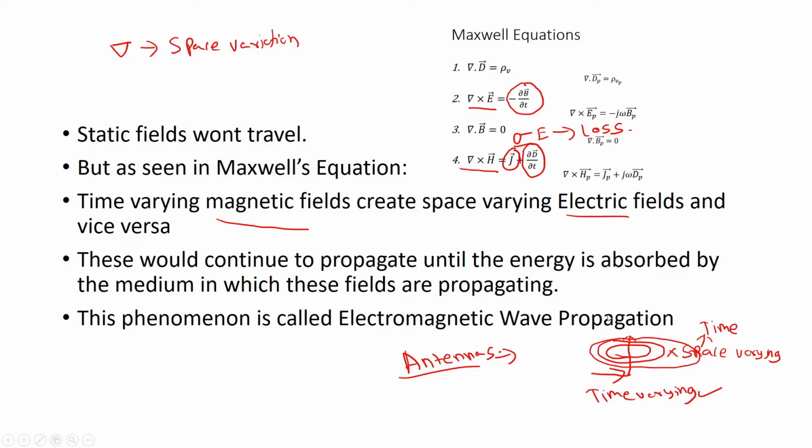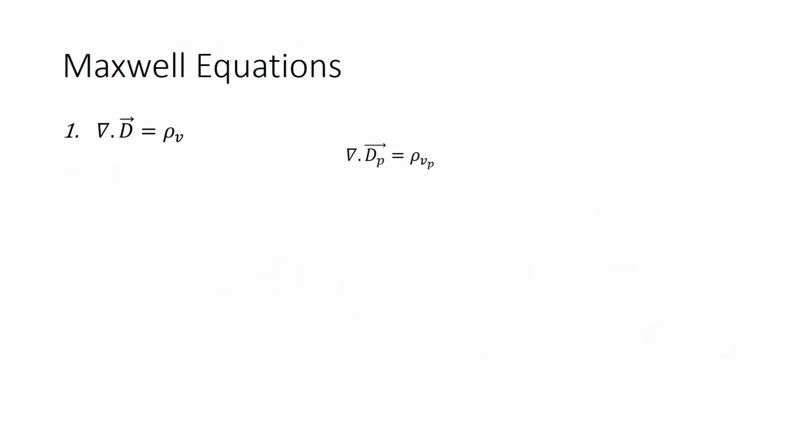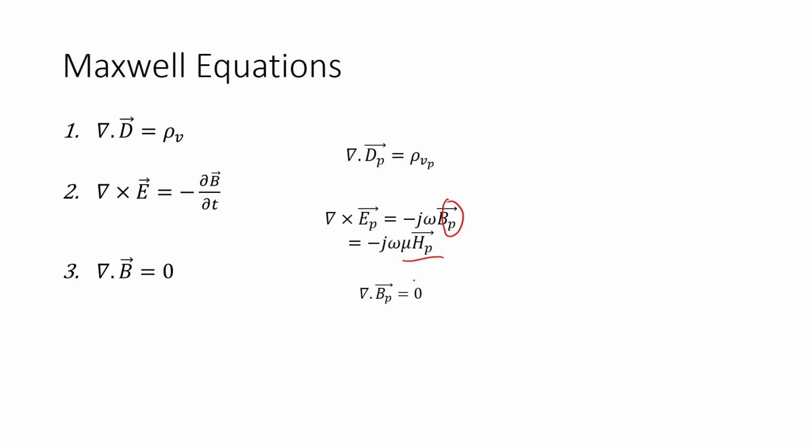So let us see what are the propagation characteristics of an electromagnetic wave. From Maxwell's equations, I can write del dot Dp is equal to rho vp, where these are the phasor representations, and del cross Ep bar is equal to minus j omega Bp bar. But if I write Bp to be equal to mu times Hp bar, I can write this to be equal to minus j omega mu Hp bar. Del dot B bar is going to be 0 even in the phasor form. Del dot Bp bar is equal to 0.